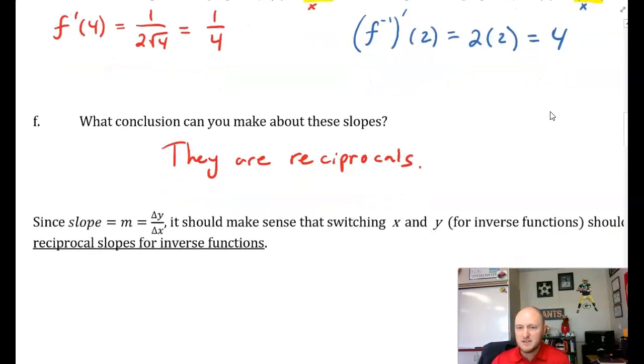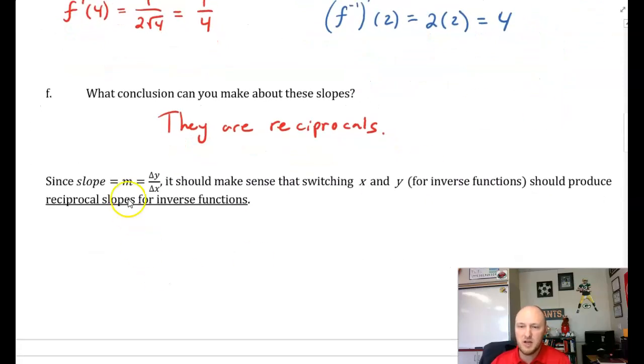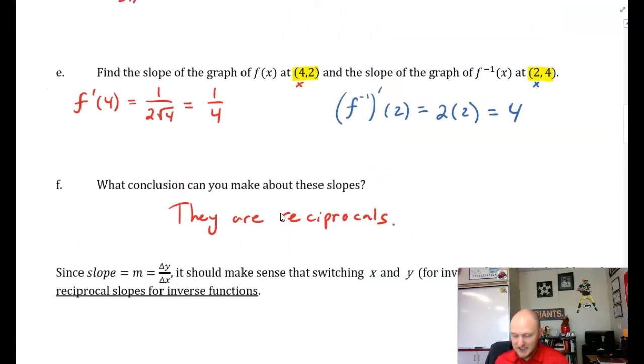This should make sense because the slope of any graph is calculated as the derivative, delta y over delta x, the change in your y values over the change in x. Well, if you switch x and y, isn't the slope of the inverse going to be the reciprocal? The change in your x over the change in y? So that's the connection, and that's the big idea that we're going to use today.